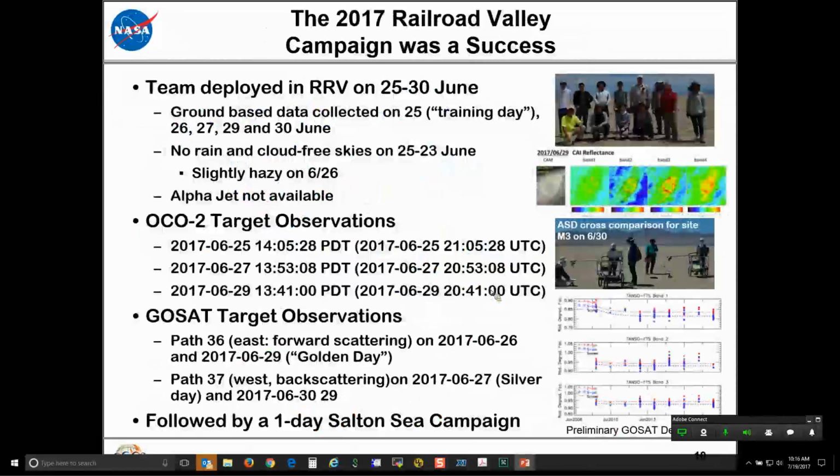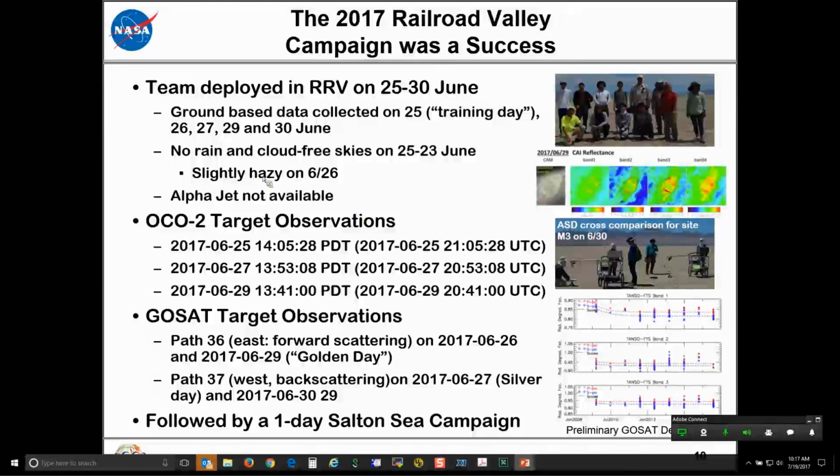One of the things we do that you might be familiar with is ground-based calibration campaigns each year. We do a vicarious calibration campaign in Railroad Valley. We just completed one of those campaigns on the 30th of June. We had a very, very successful campaign. We had observations on the 25th, 26th, 27th, 29th, and 30th from GOSAT and OCO2 both. We had completely clear skies. It was slightly hazy on the 26th due to some fires just to the west of us.